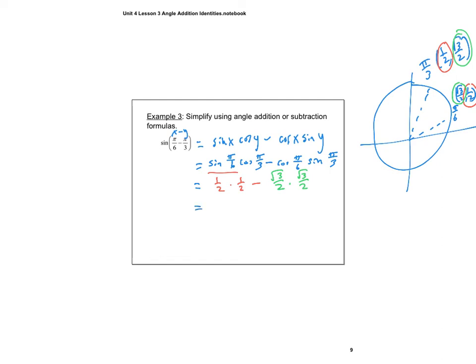So now we can simply go ahead and do our math here. We've got 1/2 times 1/2, multiply your numerators, multiply your denominators. We get 1/4. And then multiply your numerators, multiply your denominators there. Square root of 3 times square root of 3 is the square root of 9, which is 3. And then 2 times 2 there is 4. So 1 minus 3 there is -2 over the common denominator 4. I can reduce that down, and I get -1/2. So the sine of pi over 6 minus pi over 3 there is simply equal to -1/2.